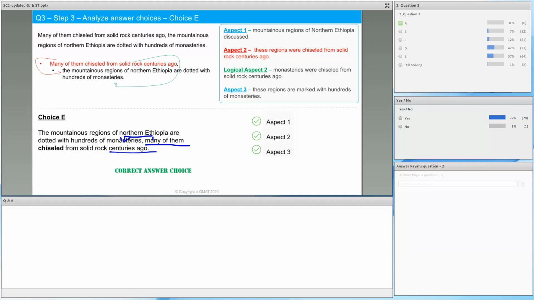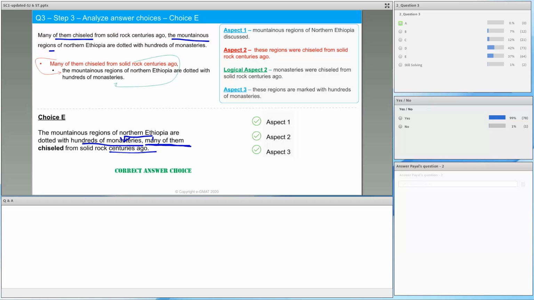Can them refer to mountainous region, Gerald? No, not at all, because we have a modifier which is placed next to hundreds of monasteries. That's why choice A was wrong, because in that version of the sentence, many of them chiseled is placed next to the mountainous region, right? So that's why we had that meaning error.